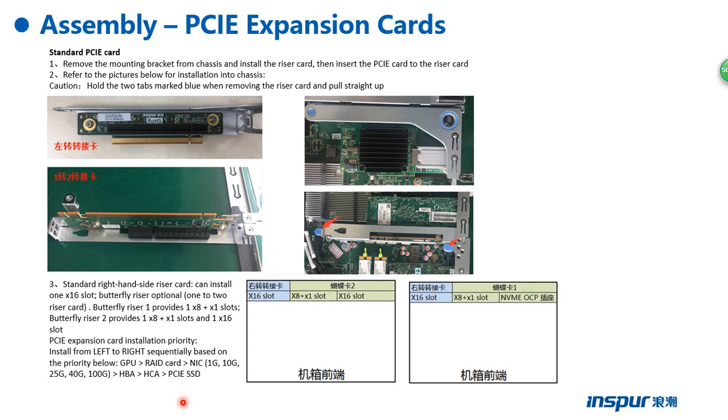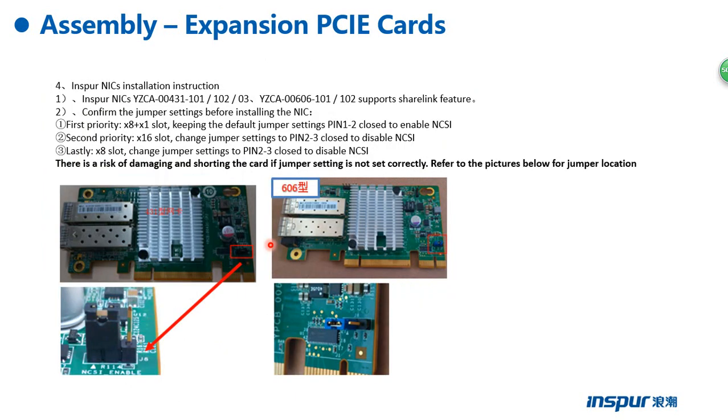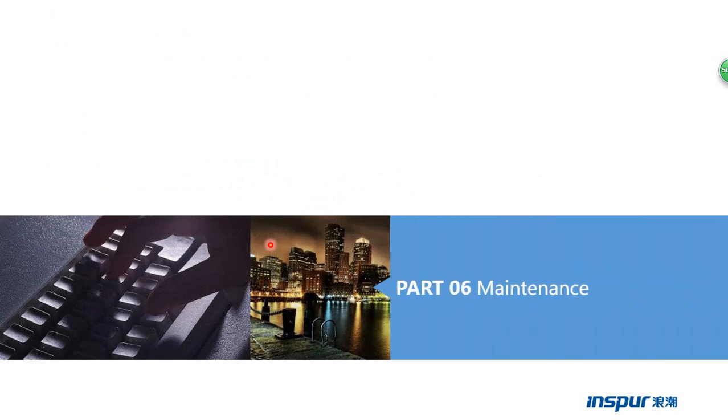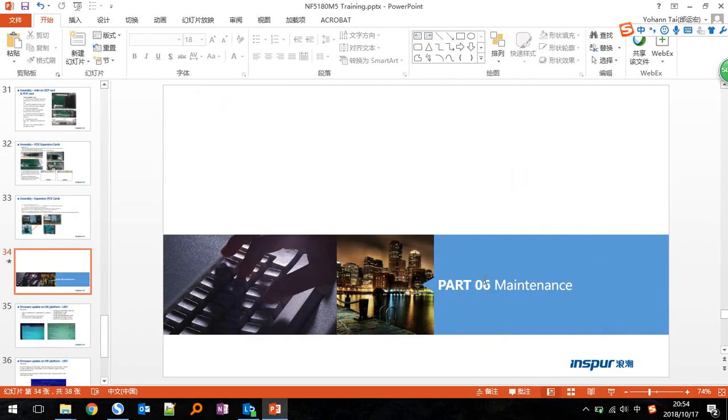This one is the installation of the PCI expansion cards. We need to follow this installation solution. So from part 3, we know how to assemble and disassemble the parts of the server.